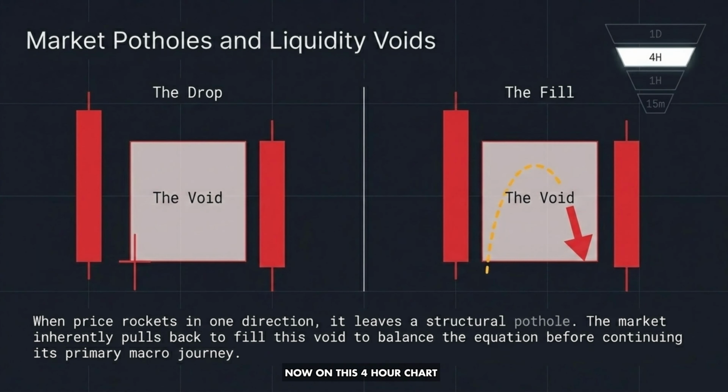Now on this 4-hour chart, we see something really interesting. It's called a liquidity void. Basically, it's what happens when price just rockets in one direction, leaving this gap in the market. The absolute best way to picture it is like a big, ugly pothole in the road. You know that eventually someone's got to come back and fill it in? Well, price is kind of the same. It often feels this need to go back and fill in that pothole to balance things out.